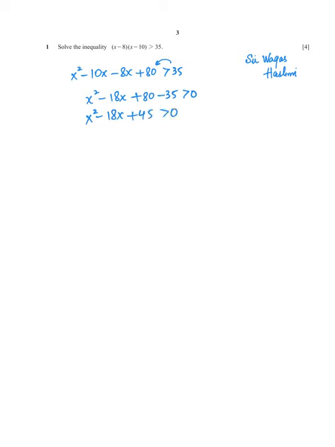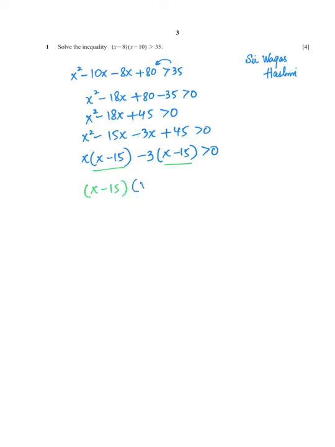We need to solve it by the middle term. So the middle term we have is x squared minus 15x minus 3x plus 45 greater than 0. Taking common x inside the bracket, x minus 15; taking common 3 inside the bracket, x minus 15, greater than 0. We have x minus 15 taking common, so it will be x minus 15 and the leftover part is x minus 3 greater than 0.